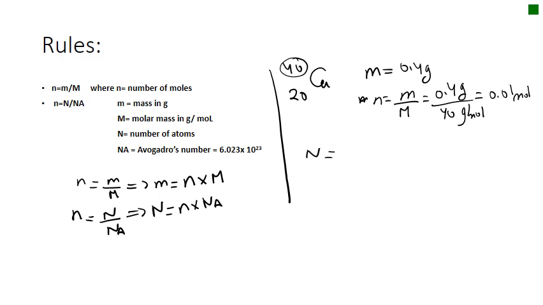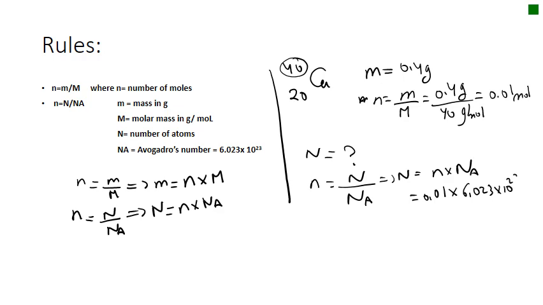If we have to calculate the number of atoms present in this quantity, number of mole is equal to number of atoms over Avogadro's number. So the number of atoms equal N times Avogadro's number. N is calculated above, 0.01. Avogadro's number is 6.023 times 10 to the power 23. By calculation, we get 6.023 times 10 to the power 21 atoms.